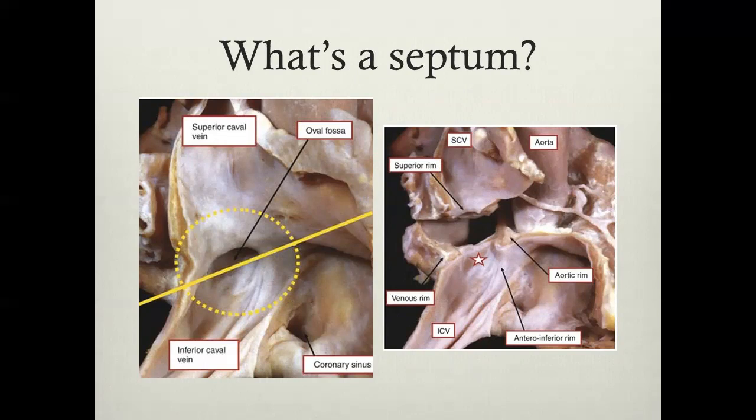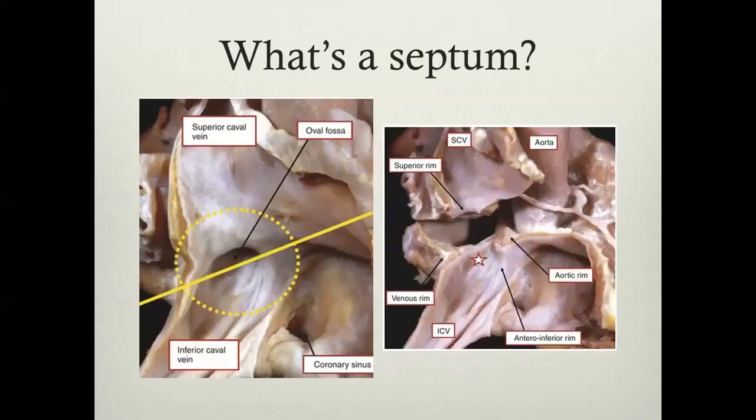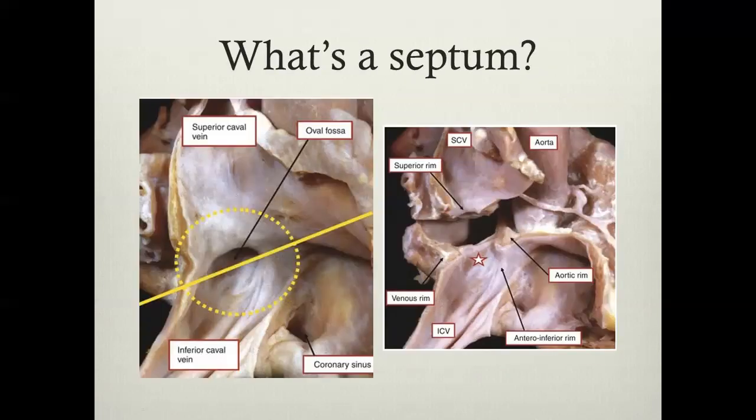So the question is, which part of this are we seeing? What do we see here that is a septum? Here's superior vena cava, here's atrial wall, coronary sinus, oval fossa, more atrium here. What part of this is a septum?